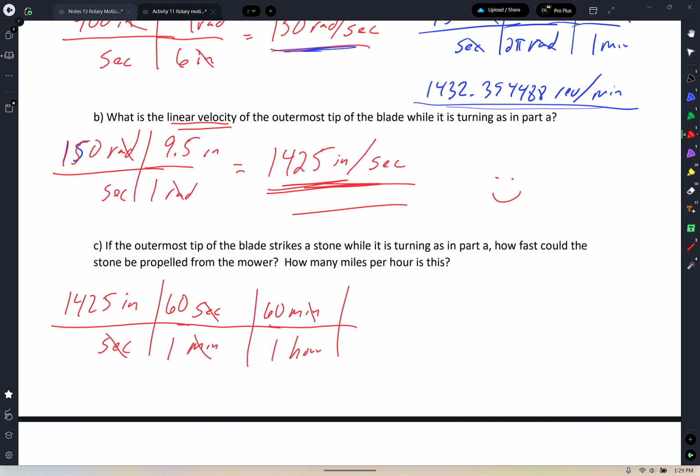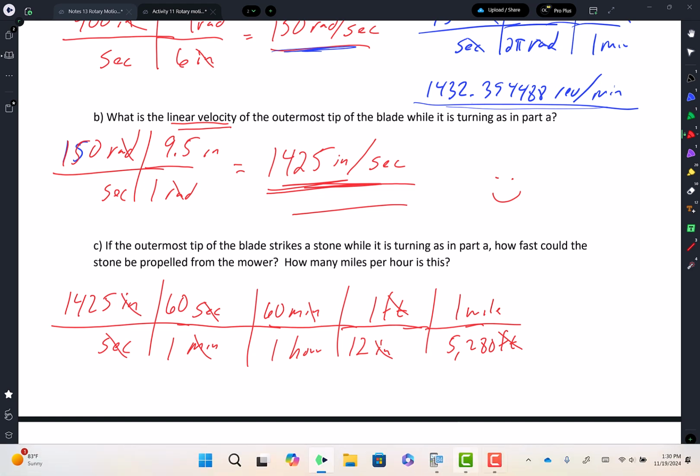But now I want the inches in the top to turn into miles. So I have to go from inches to feet to miles. Does that make sense? How many inches in a foot? So I'm going to write 12 inches down here because I want to cancel it, 1 foot on the top. Now I want to cancel out feet. How many feet are in a mile? There it is, 5,280 feet. And look, feet cancel out, inches cancel out, and you just have miles in the top and hours in the bottom.